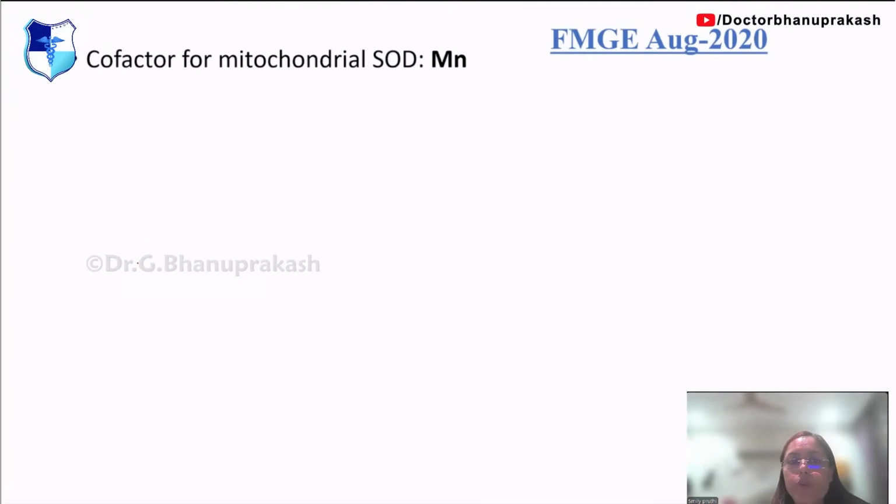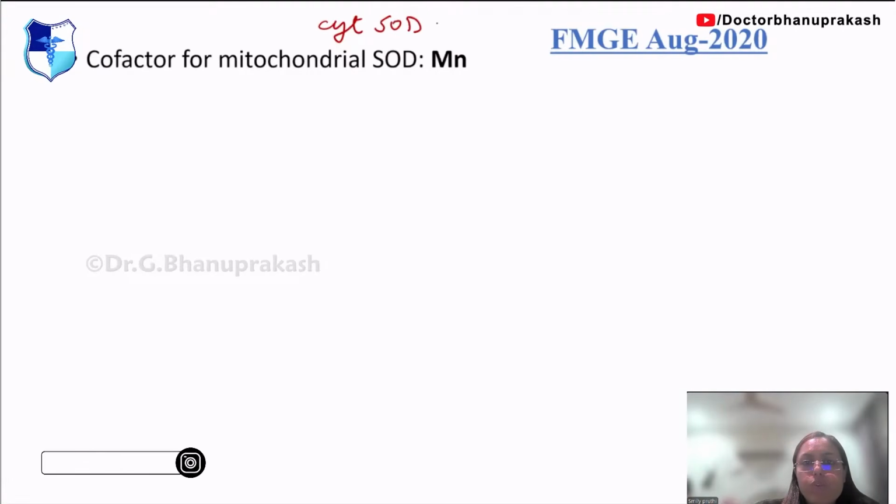Then FMGE August 2020 exam one-liners. The cofactor for mitochondrial SOD is manganese. Otherwise, cytoplasmic superoxide dismutase requires copper.